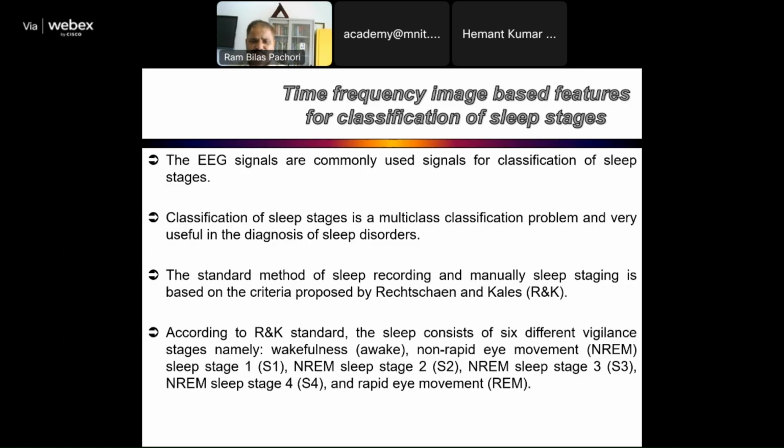A standard method for sleep recording and manual sleep staging is based on the criteria proposed by the R&K method. According to the R&K standard, sleep contains 6 different sleep stages: wakeful, awake, non-rapid eye movement S1, S2, S3, S4, and rapid eye movement.